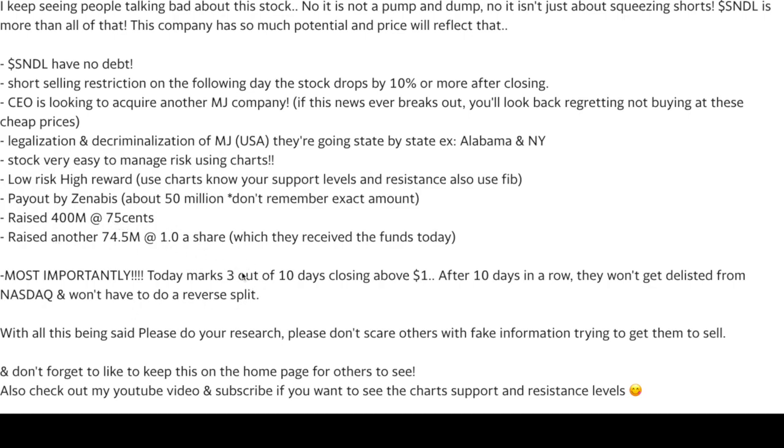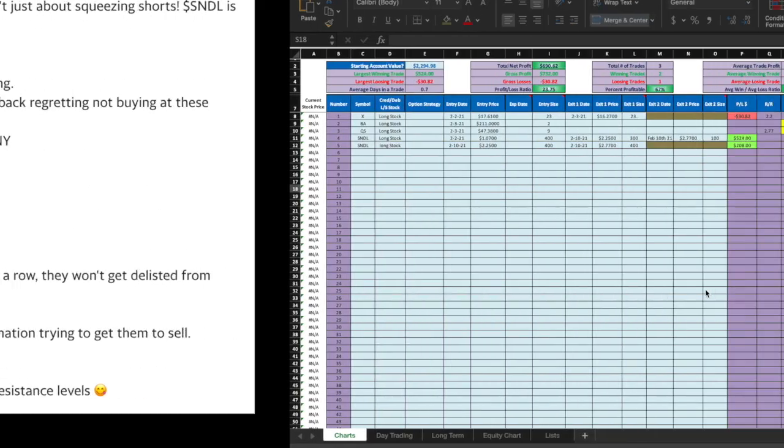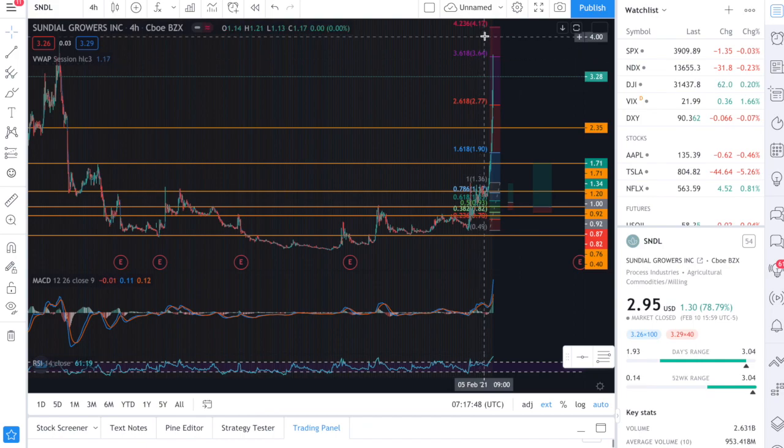And the most important part is the 3 out of 10 days that were above $1. They need to meet 10 days in a row to not get delisted off of NASDAQ, and they could stay on the NASDAQ without doing a reverse split. So officially, as of Thursday, if we close over $1, it will meet the 10-day requirement, and we can definitely see the stock go even higher. And we could definitely see the stock go even higher at the levels 417 and even higher than that.